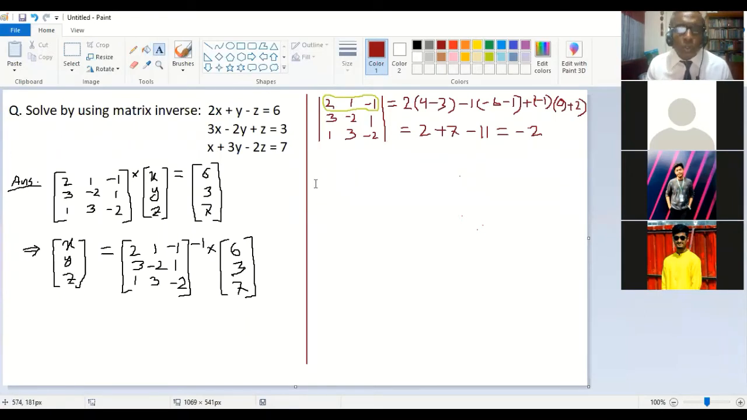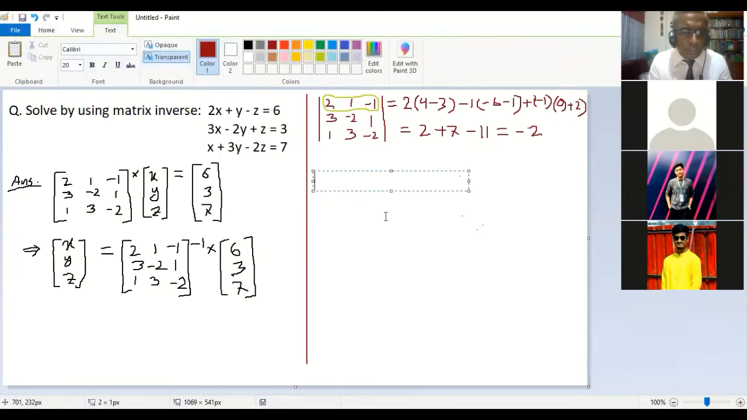All the cofactors, you will do this one by one. If you want to write like A11 equal to, B11 equal to, or A12, B12, like that, that is also all right.